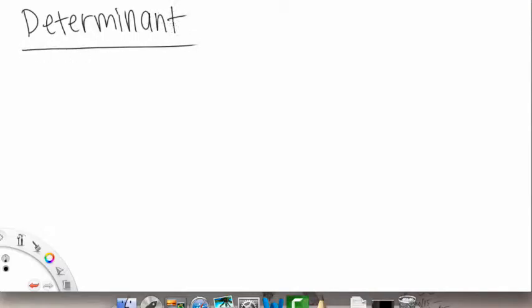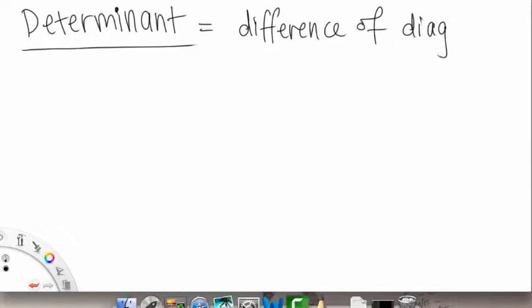So first, what we'll have to know is something called the determinant. And we won't go into great detail about what the determinant is exactly. We'll probably go over that in future classes. But a rough definition is that it is the difference of diagonal products. Okay? And so I'll show you how to compute a determinant.